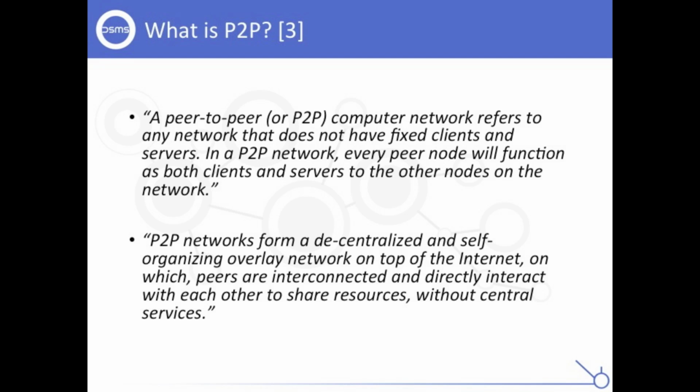So now, what is peer-to-peer? A peer-to-peer computer network refers to any network that does not have fixed clients and servers. In a peer-to-peer network, every peer node will function as both client and server to the other nodes on the network. Peer-to-peer networks form a decentralized and self-organizing overlay network on top of the internet, on which peers are interconnected and directly interact with each other to share resources, without central services.